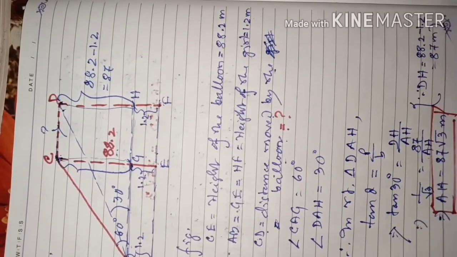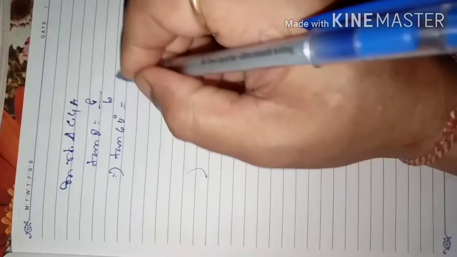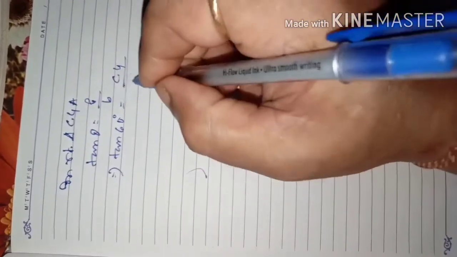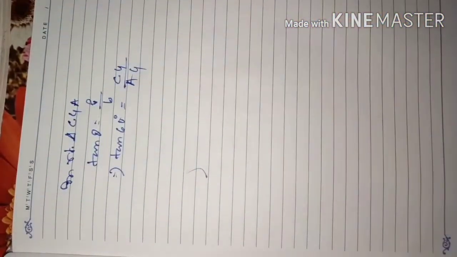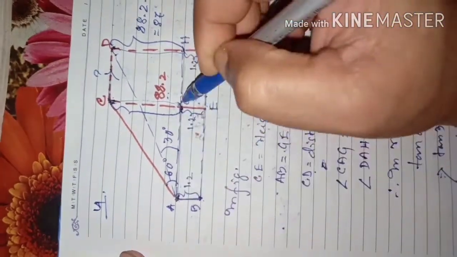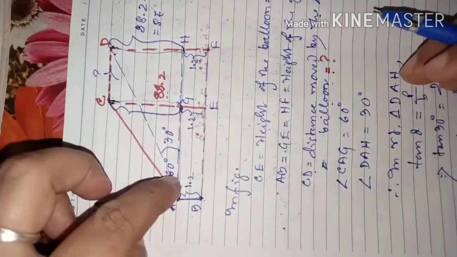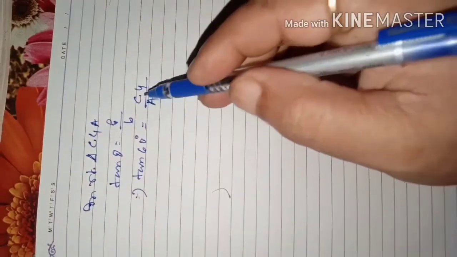Again, in right triangle CZA, tan theta is equal to perpendicular by base. Tan of the angle theta is 60 degree and perpendicular is CZ divided by base is AG. Clear, students? Perpendicular is CZ, base is AG, angle is 60. That's why we have written CZ by AG is equal to tan 60.